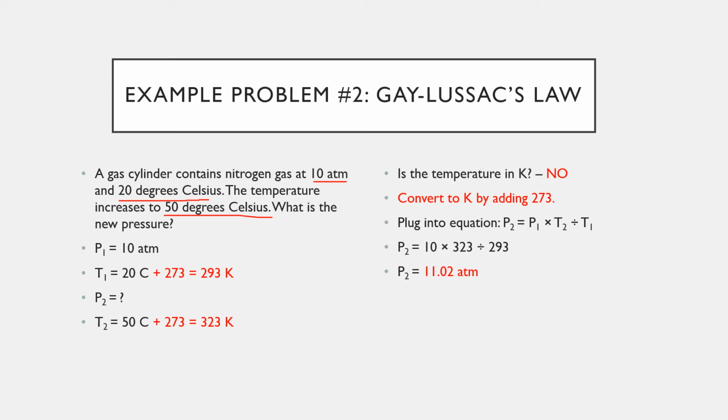No. So we need to go back and add 273 to the Celsius to turn it into Kelvin. These are the new numbers that we're going to plug into the equation. Find the right equation solving for P2, plug in, and solve. Your answer units are going to be the same pressure units as the pressure units given to you in the problem. So because they used atm over here, we're going to put atm as our answer.